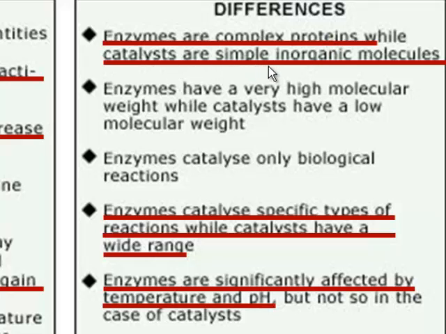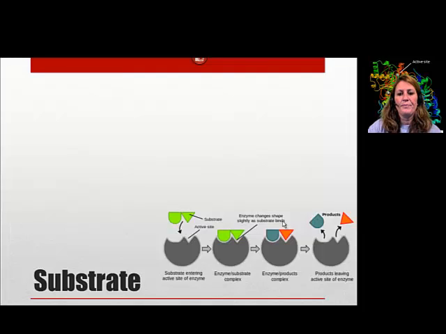Catalysts are simple inorganic molecules, so they're not as complex, they're not as developed as a protein. Okay. The other thing, you can kind of bypass these two. Enzymes will catalyze specific types of reactions, whereas a catalyst has a very wide range, so it can cover more things. So catalysts can do a lot more different things. Enzymes are very specific. Enzymes are greatly affected by temperature and pH. Catalysts, not so much.